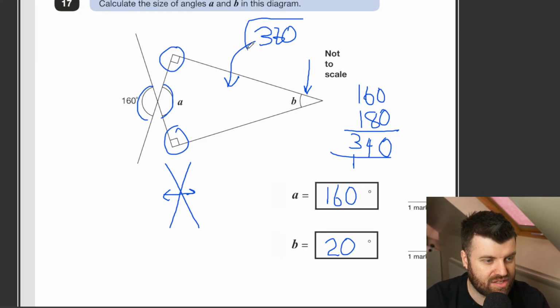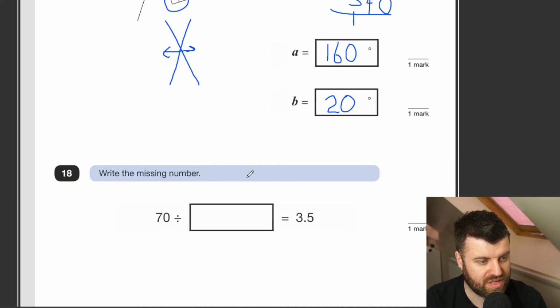And that gets us the total up there. So just to reiterate, these 2 squares mean 90, so that's 180. This is 160. There's only 20 degrees left to get to 360.